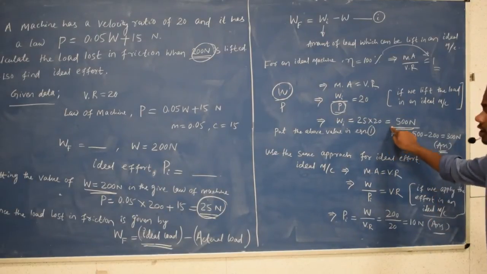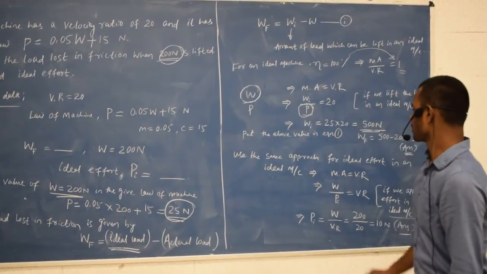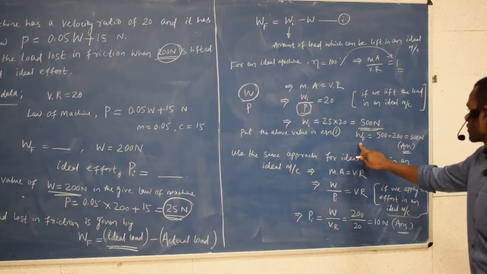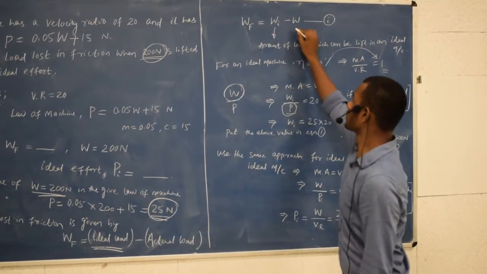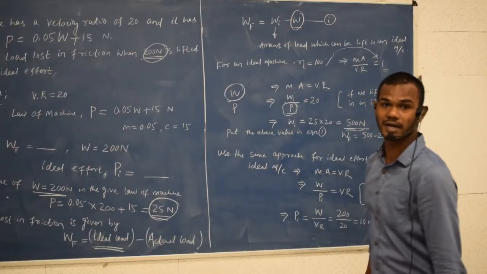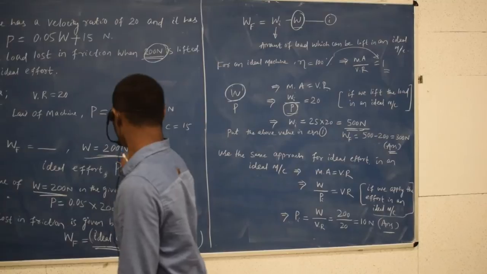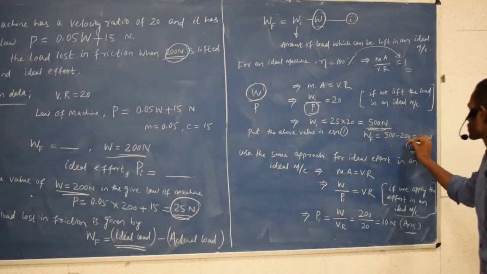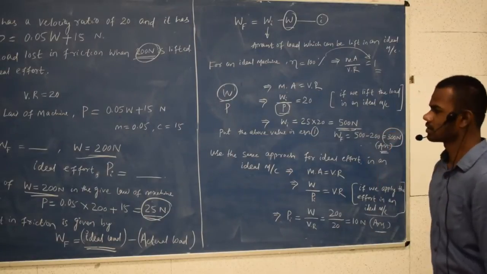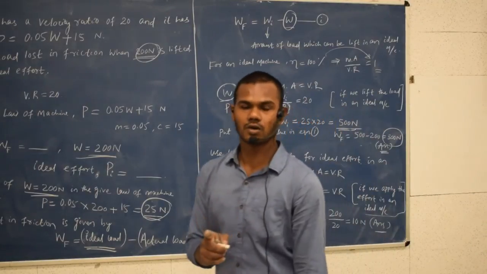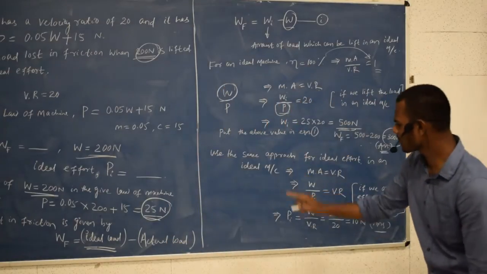Now put this WI value of 500 Newton in equation 1. That will become WF equal to WI as 500 Newton minus W, the actual amount of load that can be lifted, which was given as 200 Newton. So 500 minus 200 equal to 300 Newton is the answer. This 300 Newton represents the load lost in friction in an actual machine.